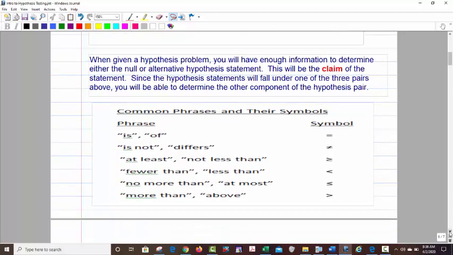Now, this little chart here just shows some common phrasings. I don't like to get too tricky with this, but you can read through those and see what they produce symbolically. Like is or of is going to be equal, is not or differs is not equal. So at least means greater than or equal to. It's important to realize phrases like at least and more than aren't exactly the same thing. Their arrows point the same way to the right, but at least would have an equal below it because it means greater than or equal to. So fewer than, less than, and then no more than, or at most, means less than or equal to.